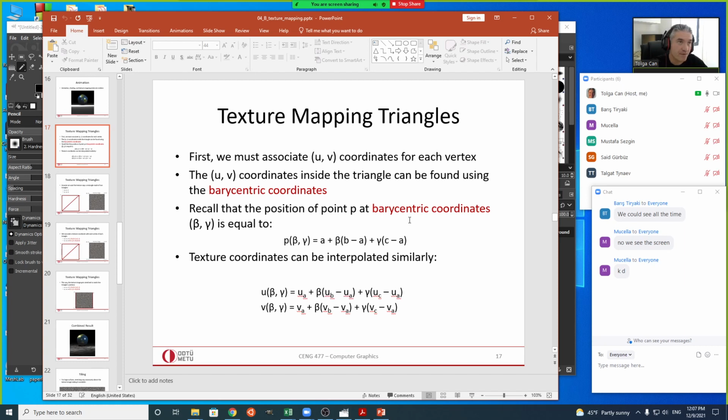So the problem is, if I have a point inside a triangle, what will its texture coordinates be? We find the barycentric coordinates of this point, alpha, beta, gamma. Then the UV coordinate of the point will just be a weighted average of the UV coordinates of the vertices. This tells you that in order to have texture mapping in triangles, somebody has to give us as input the texture mapping at the triangle vertices.